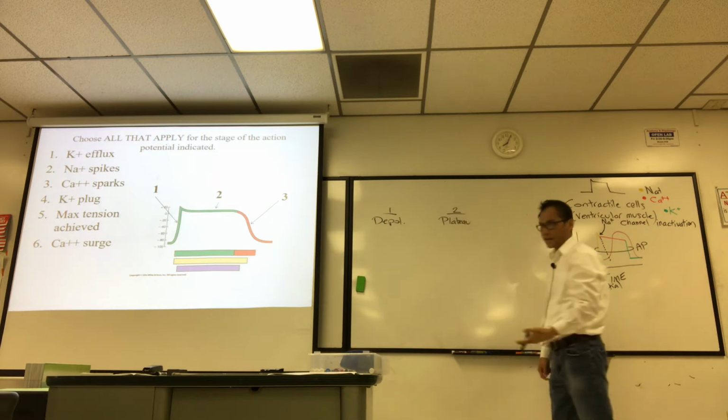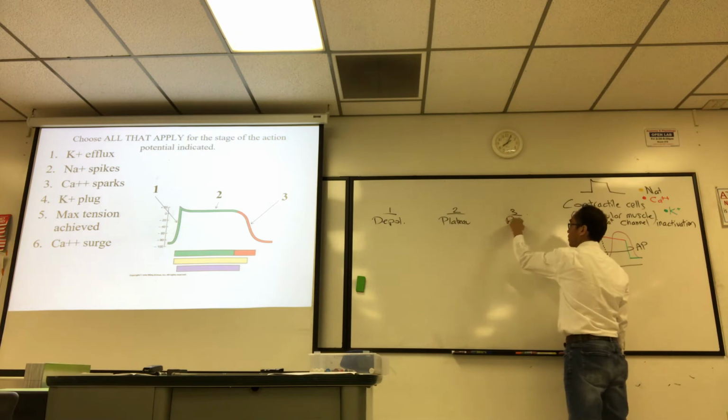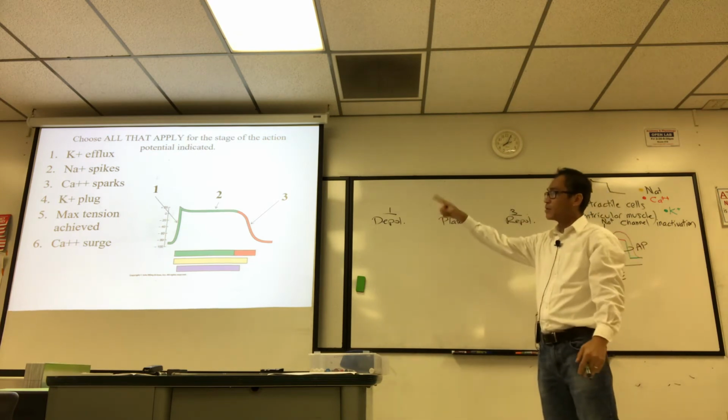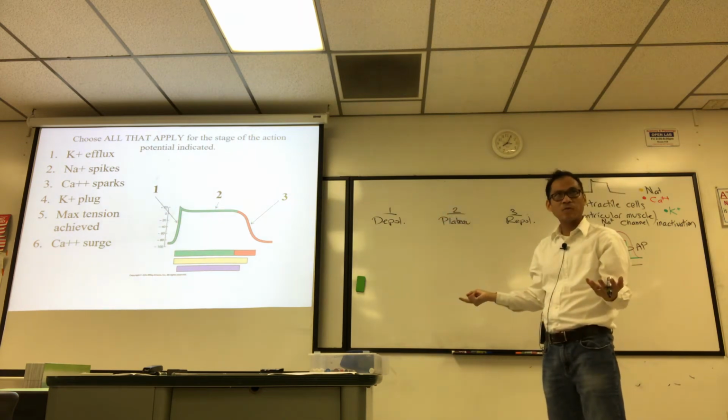There's other ways you could state it, you know, delayed repolarization or whatever. 3 is repol. But under 1, 2, and 3, could you place those 6 things that we just talked about? Go ahead and do it now, just as a quick review in your notes.